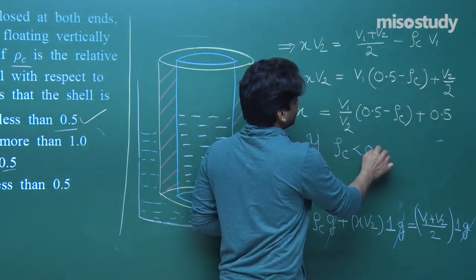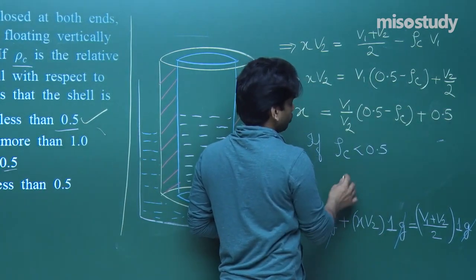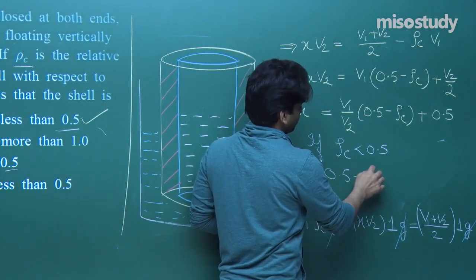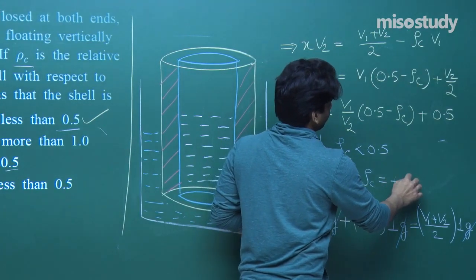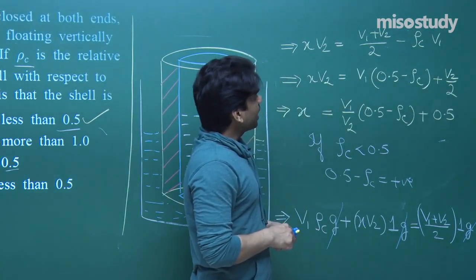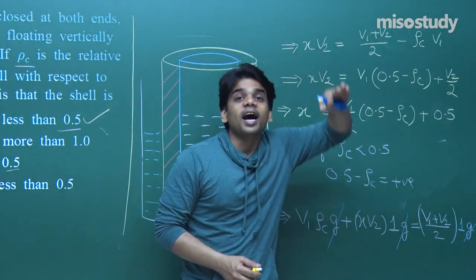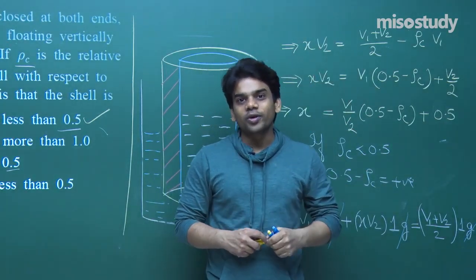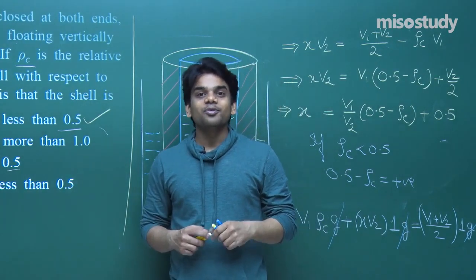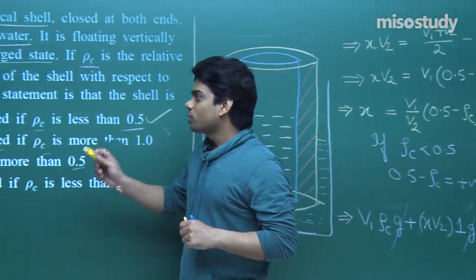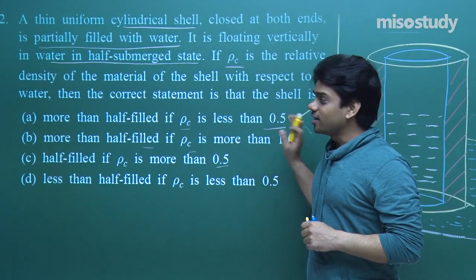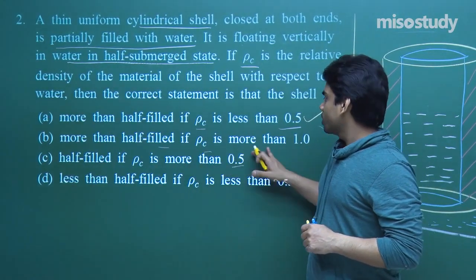If rho C is less than 0.5, this term is going to be positive, and if this term is positive, then the entire V1 by V2 times a positive value will give you positive plus 0.5. That means you're going to get a number higher than 0.5. That means the shell is more than half filled. So it's more than half filled if rho C is less than 0.5. Correct answer. B, more than half filled if rho C is more than 1.